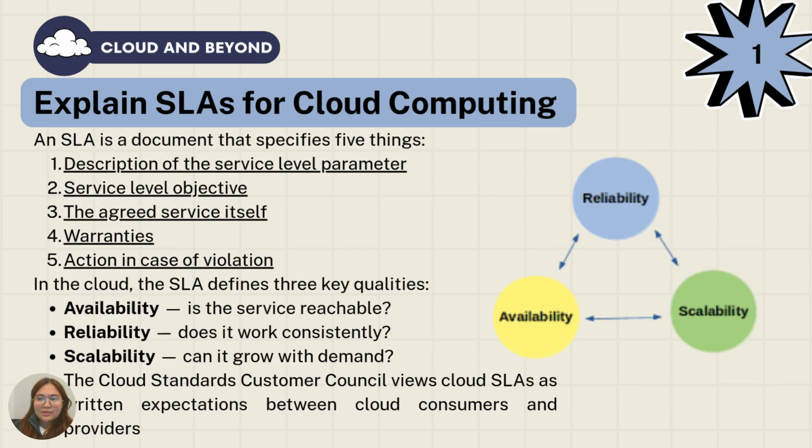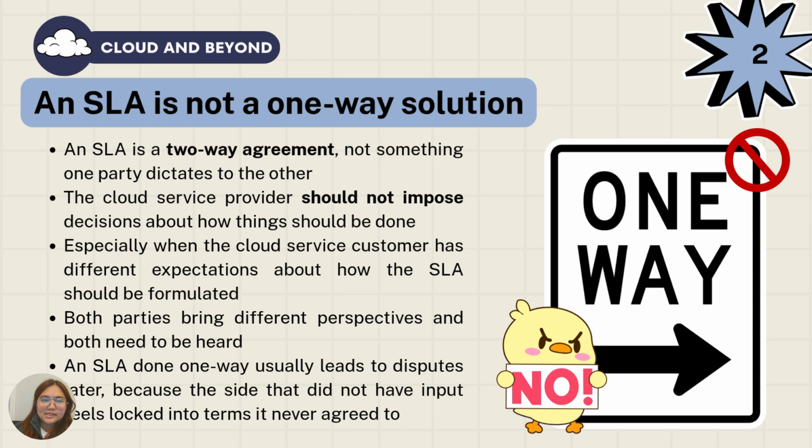An SLA documents five things: the description of what the service level parameter actually is, the service level objective, basically the targets, the agreed service, any warranties, and what happens if someone violates those terms. If we're talking about the cloud specifically, SLA tends to revolve around three qualities: availability, reliability, and scalability. These three are mostly the backbone of most cloud SLAs.